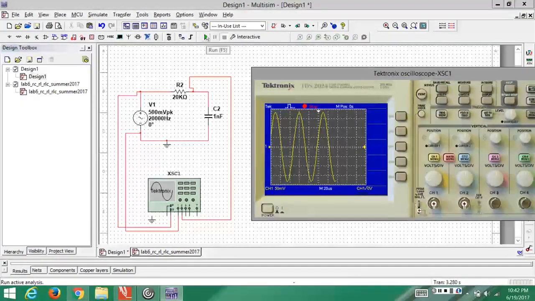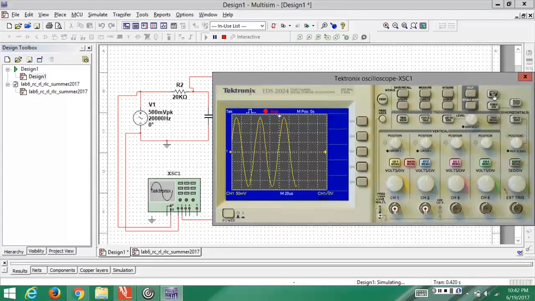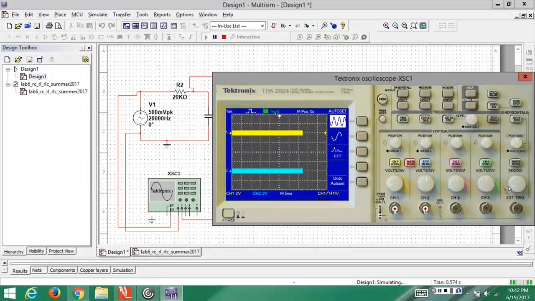So if I simulate this and I press on auto set over here, it's going to take a while, and we need to see the waveform properly. So use this last knob, the section per division, to span out your signal so that you can see the actual cycles clearly.